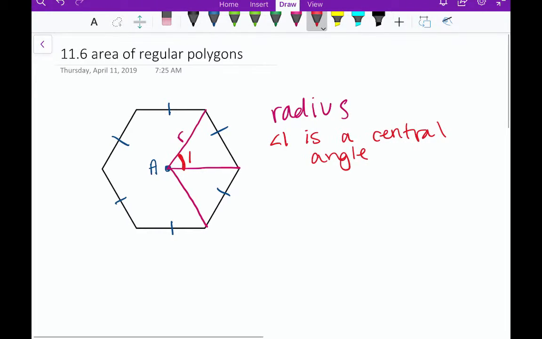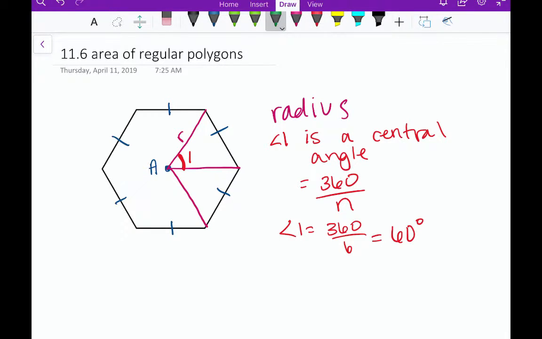And the central angle is equal to 360 divided by the number of sides in the polygon. So that means that angle 1 is equal to 360 divided by 6, which is 60 degrees. The next thing that I want to show you is called the apothem. The apothem is the distance from the center to any side of the polygon. And remember, when we are talking about distance from a point to a segment, we want to make sure we draw that perpendicular. So this would be the apothem. That would create a right angle. So that is little a, the apothem.